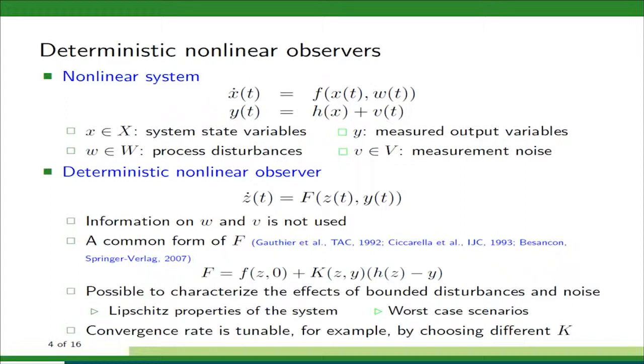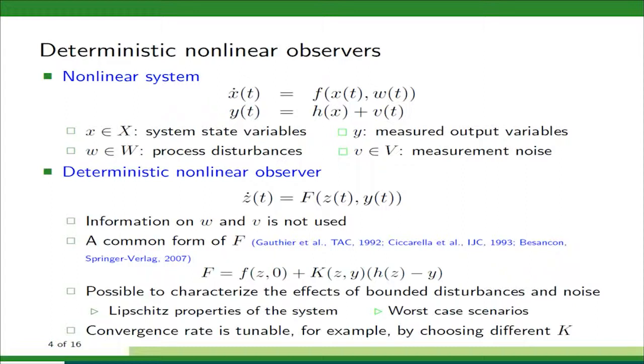A common form of this design F includes two parts. The first part is a copy of the nominal system model. And the second part is based on the measured output and the predicted output. Also, it includes a gain term. This form is actually very similar to the design of Luenberger observers. But the key difference in this kind of design is in the gain. The gain for nonlinear systems in general is time varying. However, in the linear case, the gain is constant.